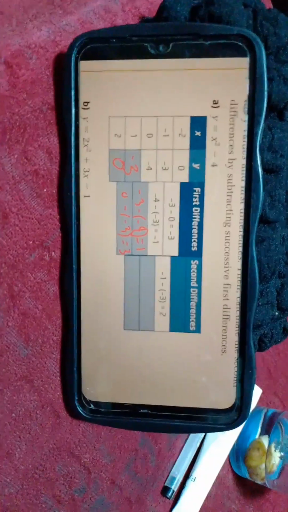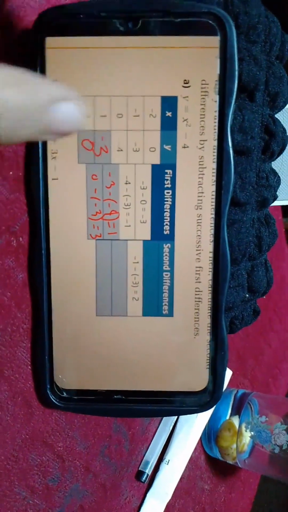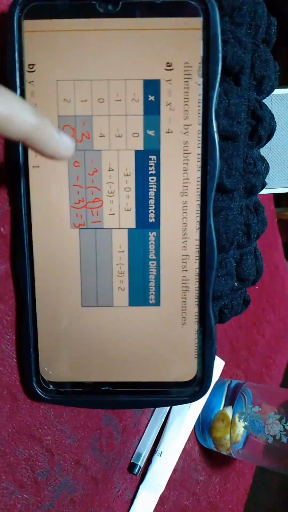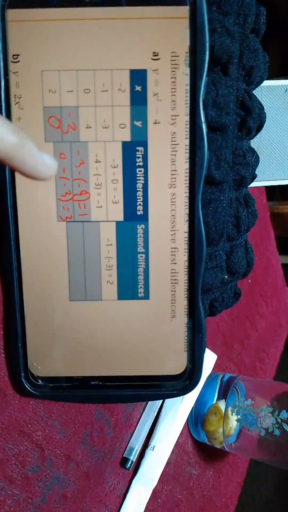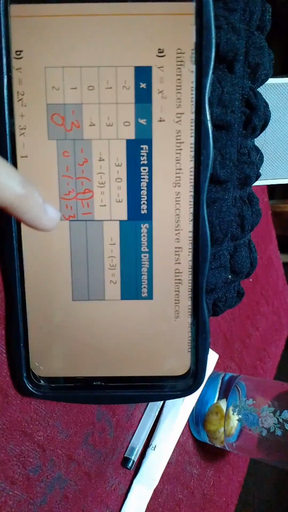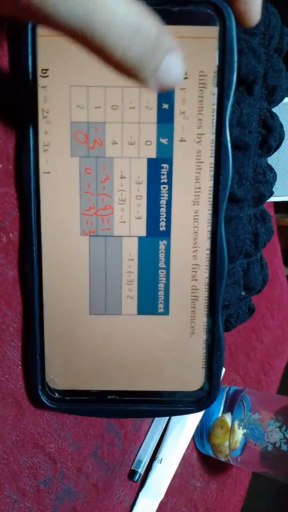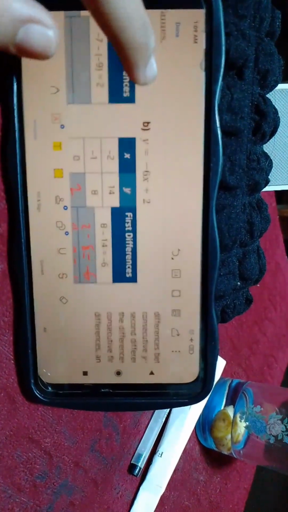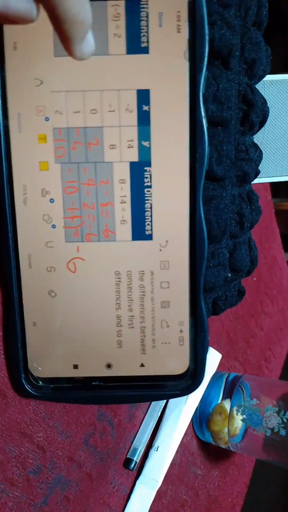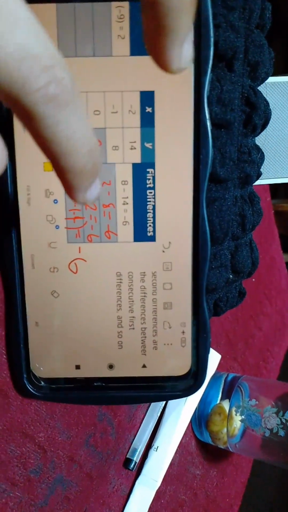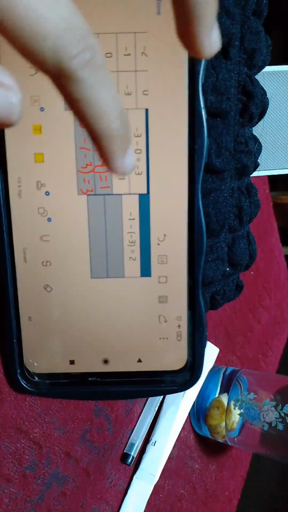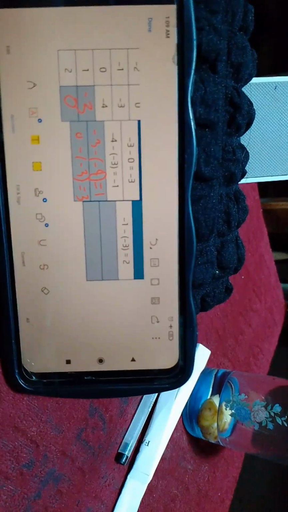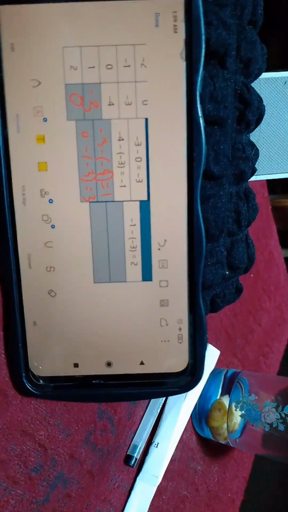Now we are going to compute the first differences. I completed the first differences. The third one is equal to 1. And then we have 0 minus negative 3, the answer is positive 3. Comparing the two, a linear relation has the same differences, while the quadratic has differences that are almost the same but the sign is different.